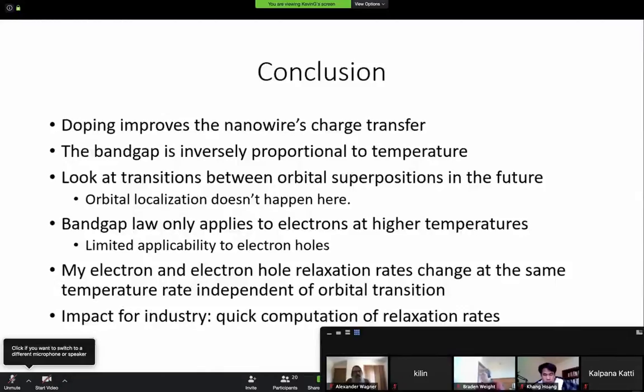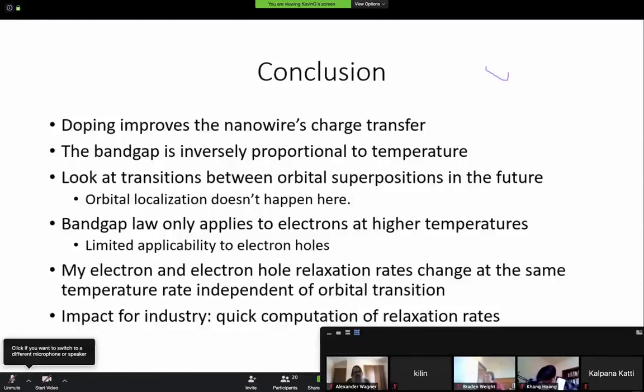And then another thing I want to point out is that my electron and my electron hole relaxation rates change at the same temperature rate. That rate is independent of orbital transition. So no matter what orbital transition you're looking at, the rate of change with respect to temperature is going to be the same for all of those transitions.